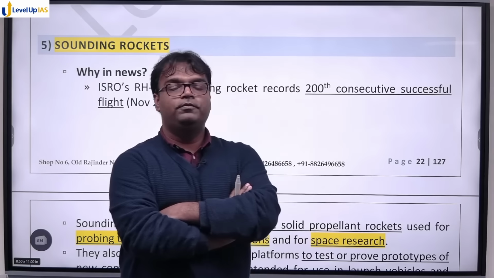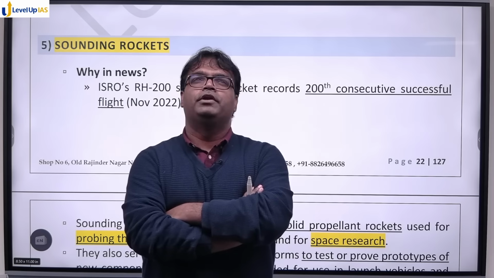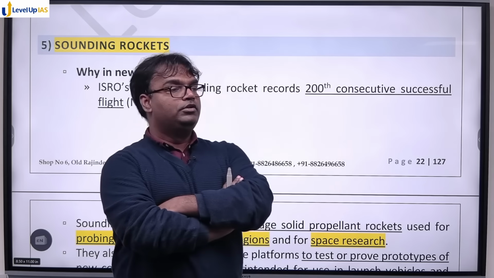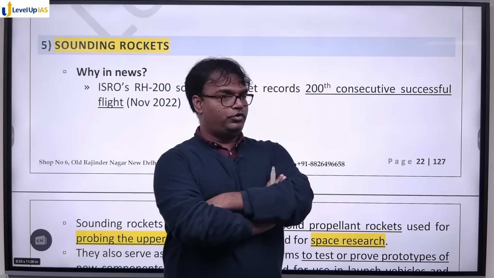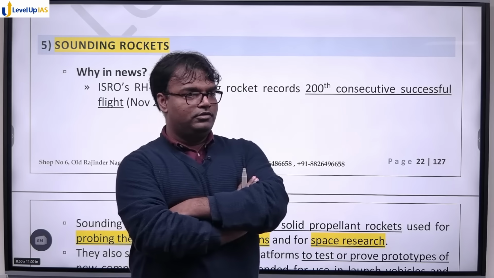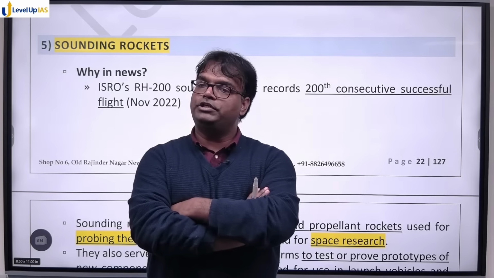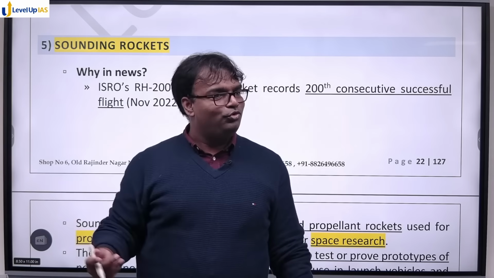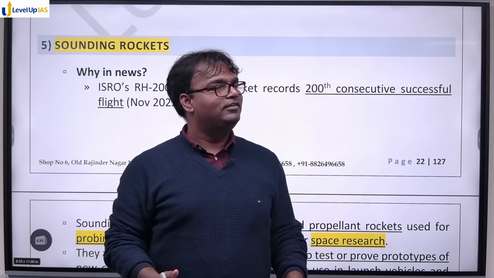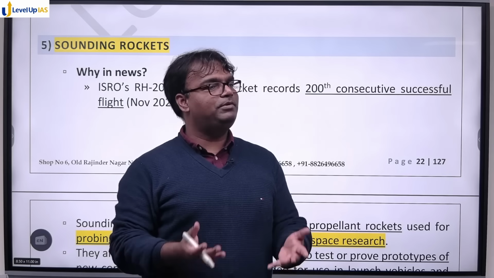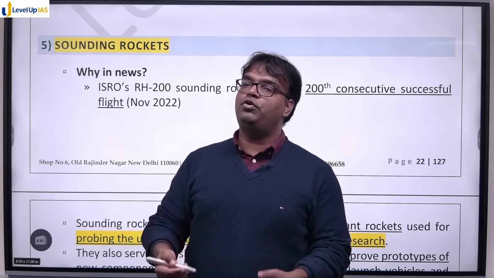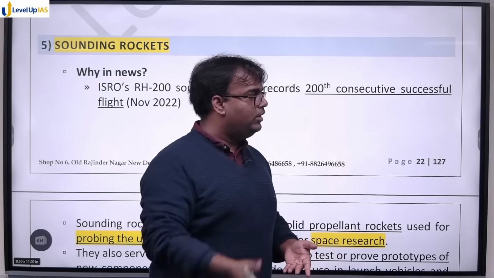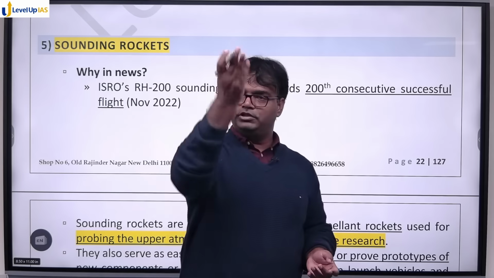What are they used for? These rockets are used for testing components. For example, suppose you have developed a new protection layer for your engine. Rather than using that protection layer directly in a mission-mode launch, you will first test it in a sounding rocket. So a sounding rocket would be used for testing components of the low Earth orbit or of the lower atmospheric region, components being tested up to 100 kilometers.